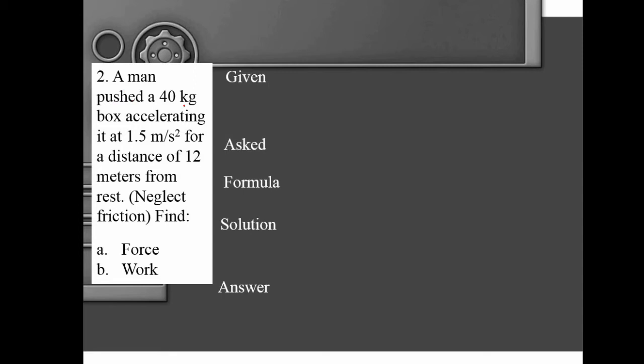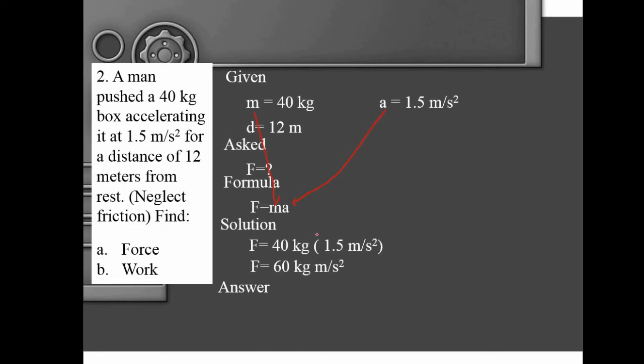Next, a man pushes a 40 kilogram box, accelerating it at 1.5 meters per second squared for a distance of 12 meters from rest. Neglect friction, find the force. We have here 40 kilograms, that's the mass. Next is the distance and the acceleration. The first one being asked is the force. The formula: the net force is equal to mass times acceleration. We have the mass and the acceleration, so it's just pure substitution. When you combine kilogram meter per second squared, it turns into Newton. You simply multiply these two numbers and you get 60 kilogram meter per second squared.